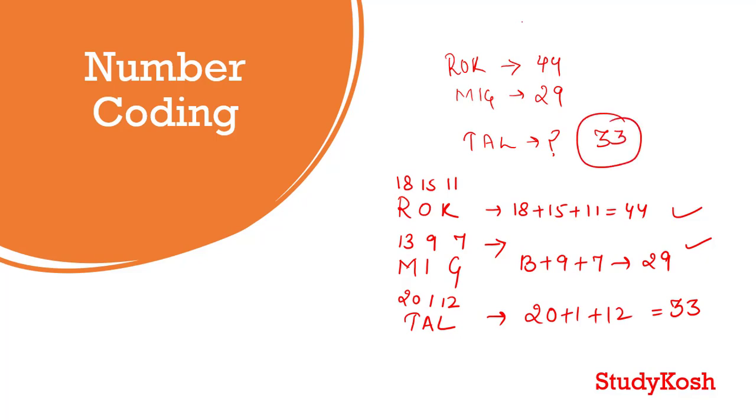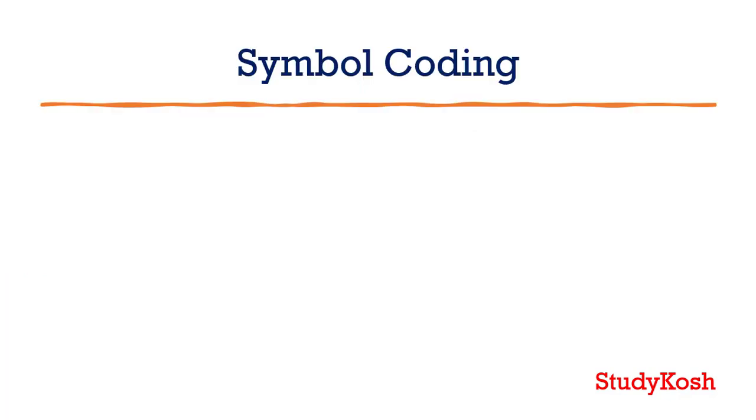So first of all, whenever you have such kind of question, check the numbering of the letters which are given. They are mostly based on that. Next type is symbol coding. In symbol coding, various symbols are assigned to the letters of a word and you need to decode it.